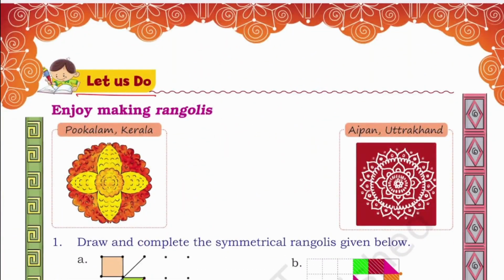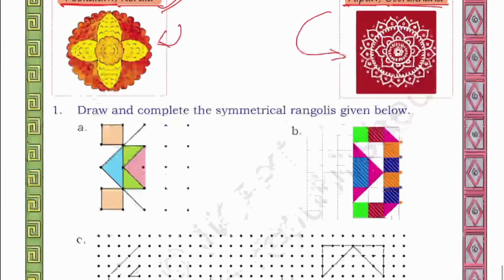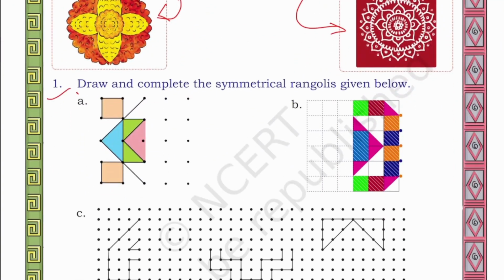Let us do. Enjoy making rangolis. Pookalam, okay, Pookalam is of Kerala. It is the rangoli style of Kerala. Similarly, Aipan of Uttarakhand. This is the rangoli style of Uttarakhand. One, draw and complete the symmetrical rangolis given below like this. Okay.